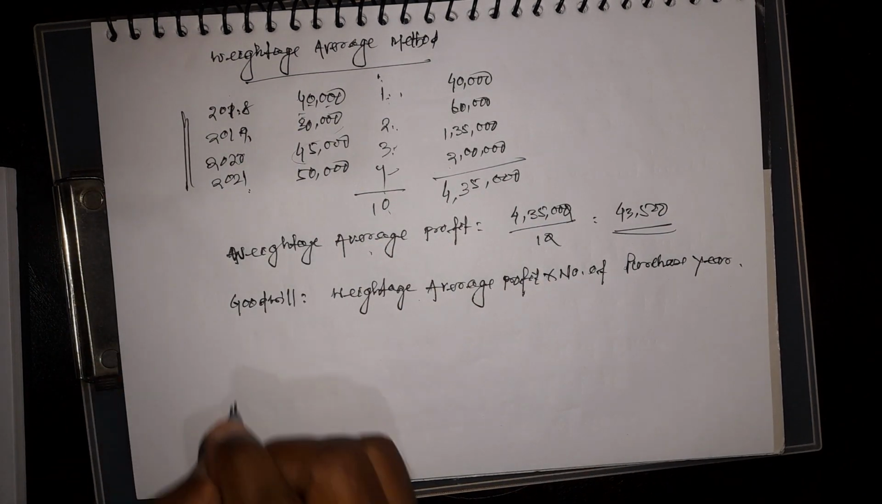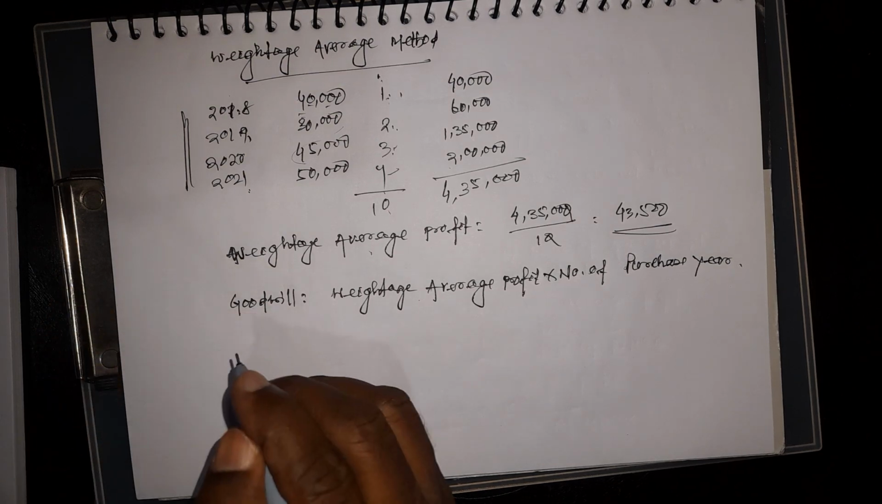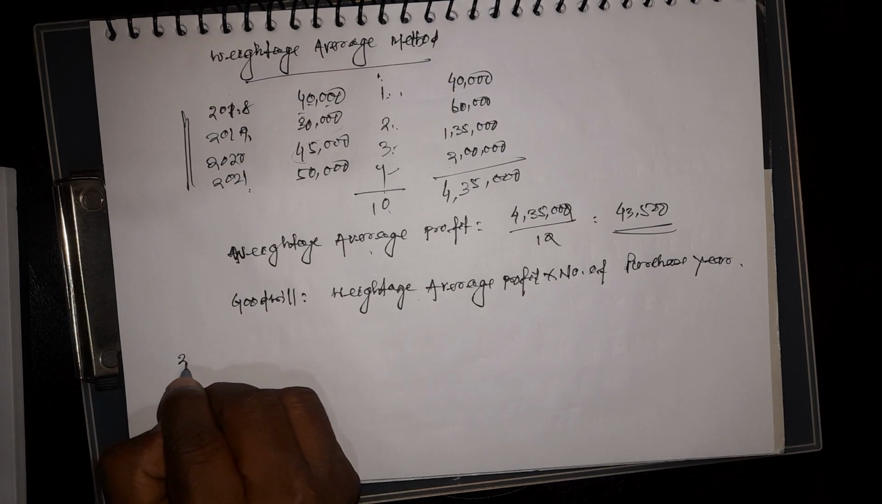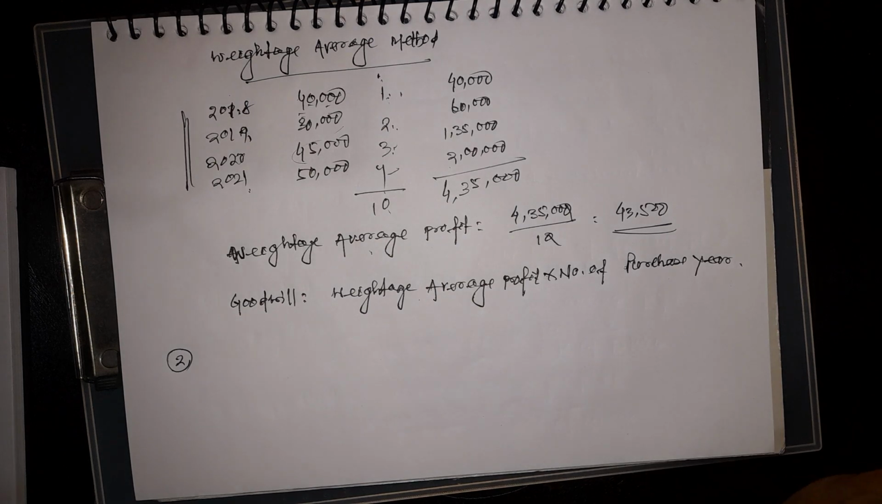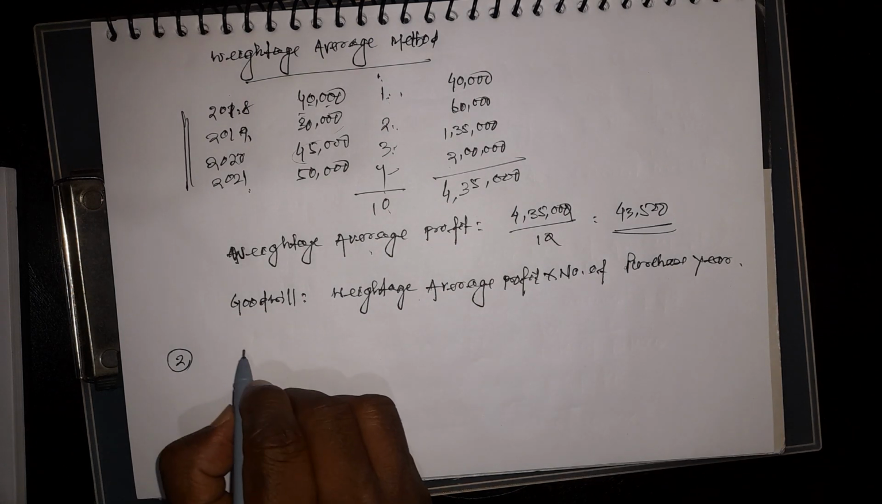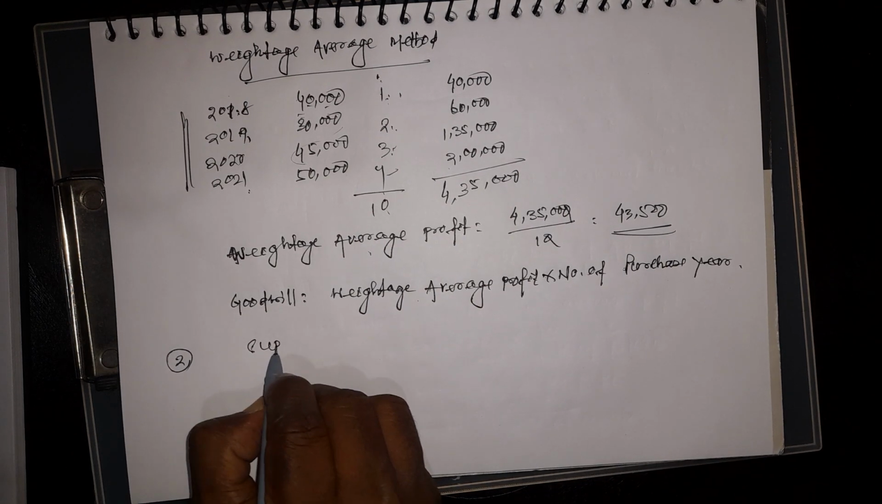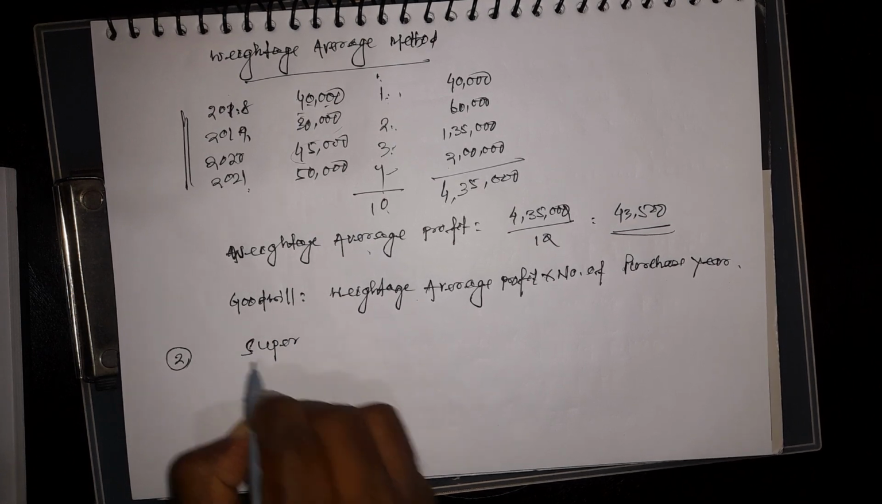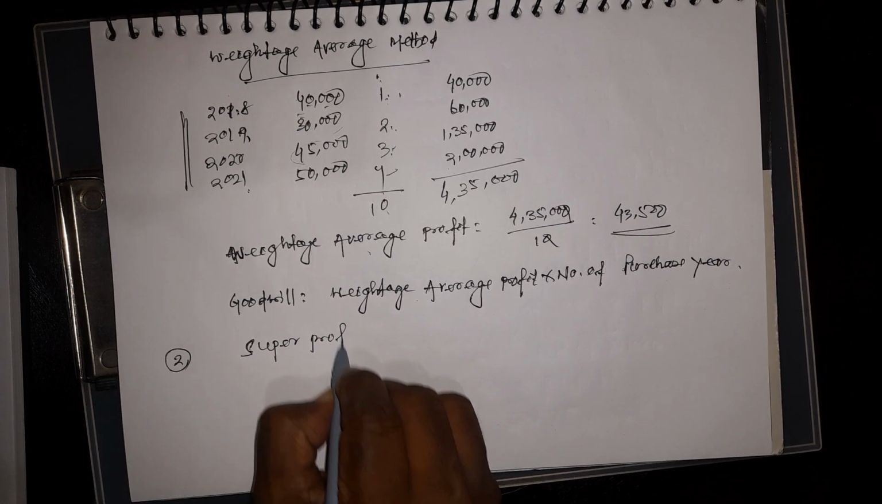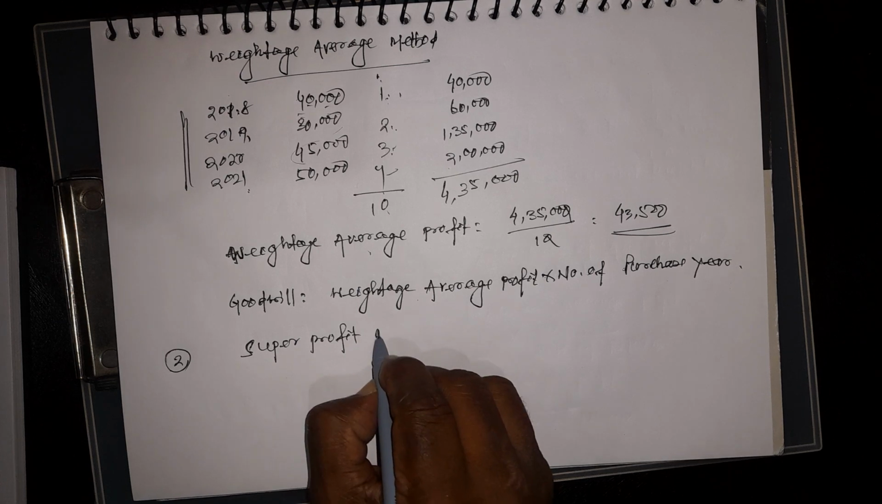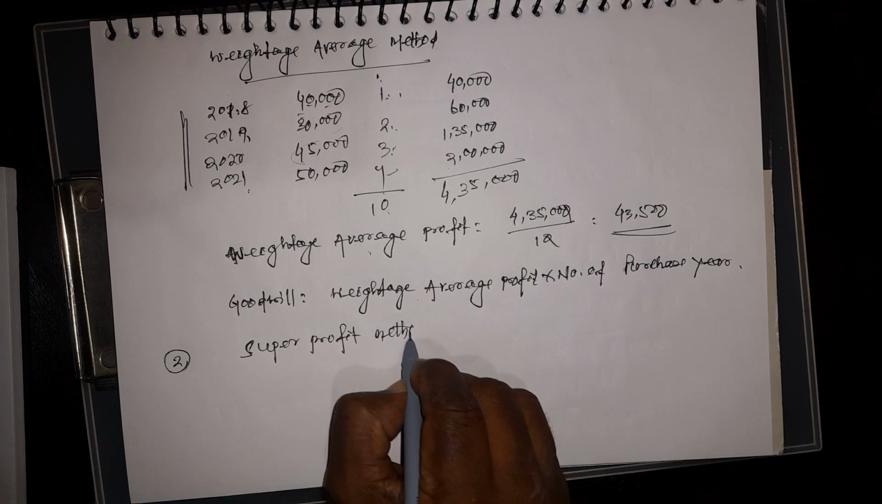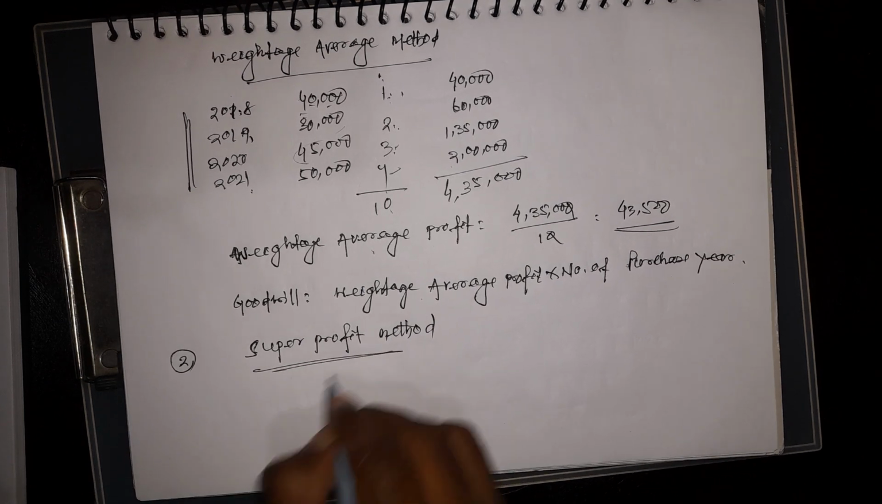So first let me give the explanation of each and every method. The first method I already told you, that is the average profit method. Now I am going to explain the super profit method. First of all, what is super profit?